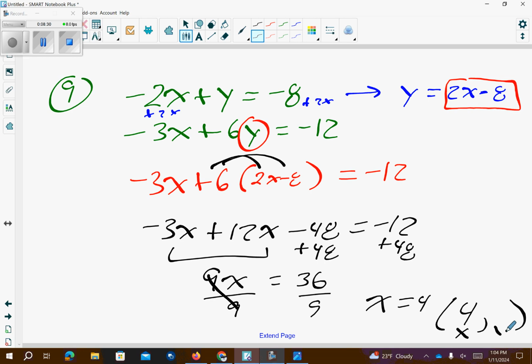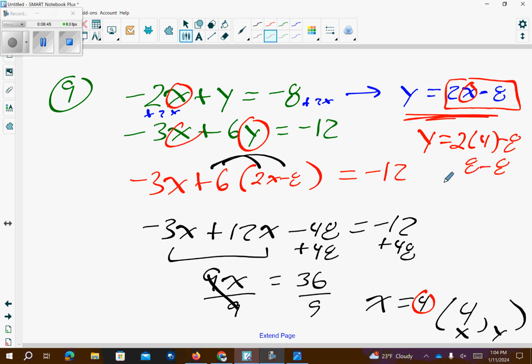We're going to have an x and a y. So I'm going to take this 4 and plug it in either here or here or here. I would choose this one because I want to find the y value. So 2 times 4 minus 8. So 8 minus 8, that's going to give me 0. And 0 is a number, so that totally works.